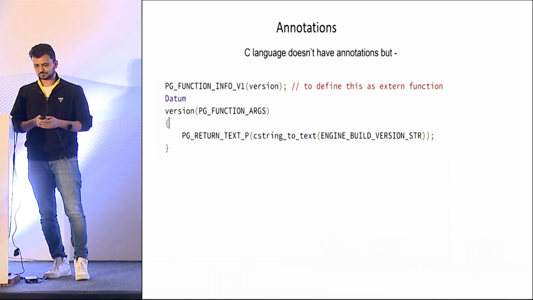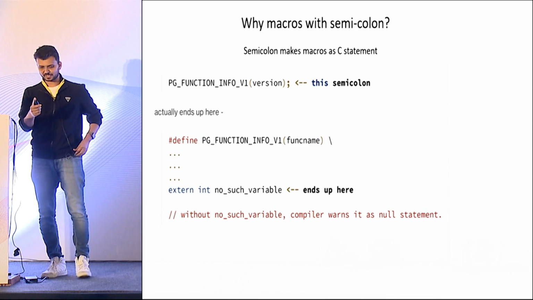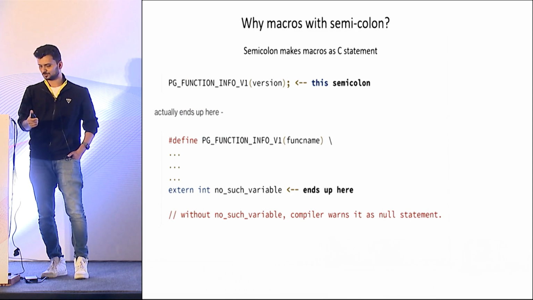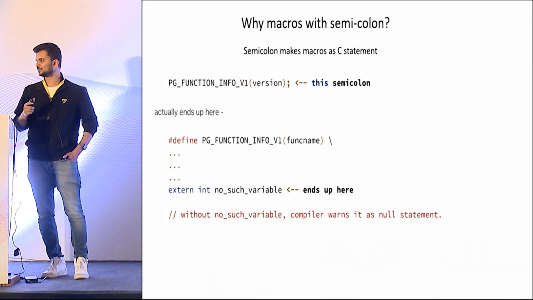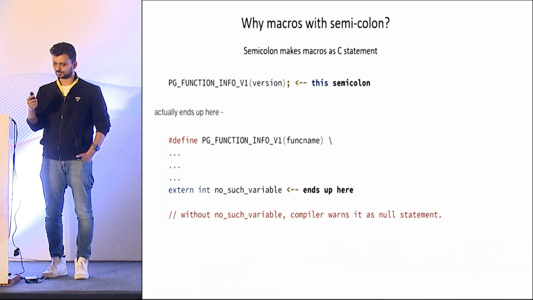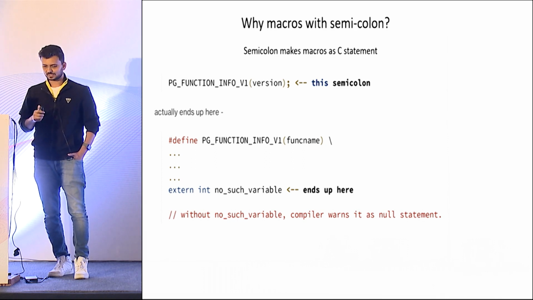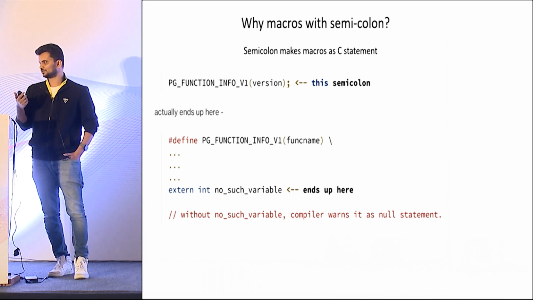If you dive deep into that, the semicolon actually ends up completing an extern int no_such_variable. If you don't put that semicolon, the compiler gives you an error that there is a missing semicolon. And if you don't use this extern int and just put a semicolon, the compiler gives you a warning like, hey, it's a null statement, and why are you even adding it?